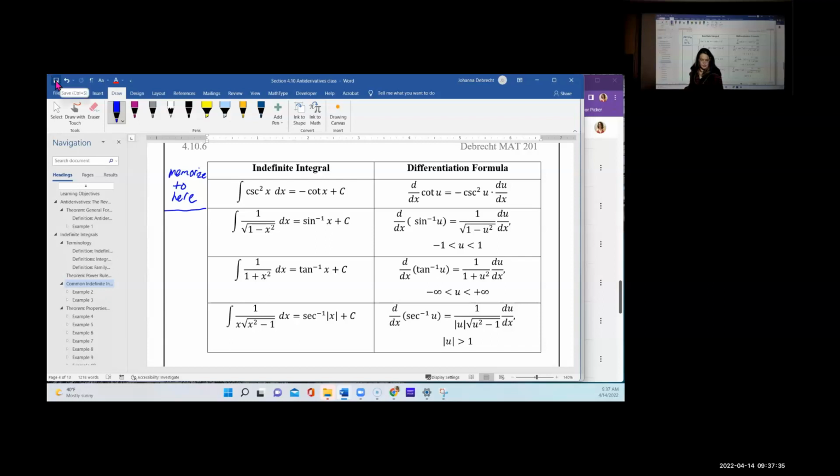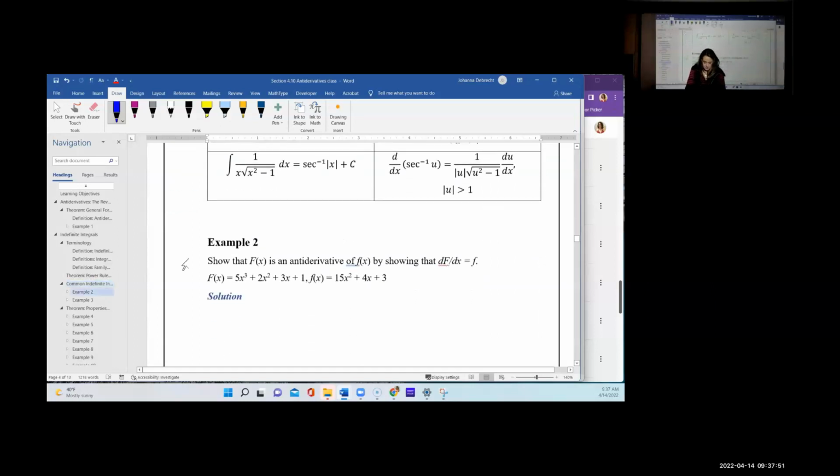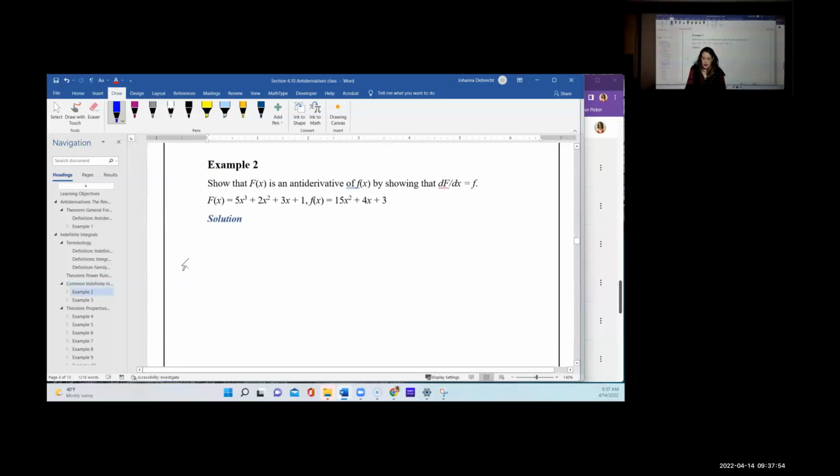And again, in calculus 2, you'll learn another technique of deriving these formulas called trig substitution, and that will let you find the values without having to memorize a formula. Let's go ahead and practice the first example here. It says, show that uppercase F of x is an antiderivative of lowercase f by showing that the derivative of uppercase F gives us lowercase f. This is pretty straightforward, just prove that it's the antiderivative.